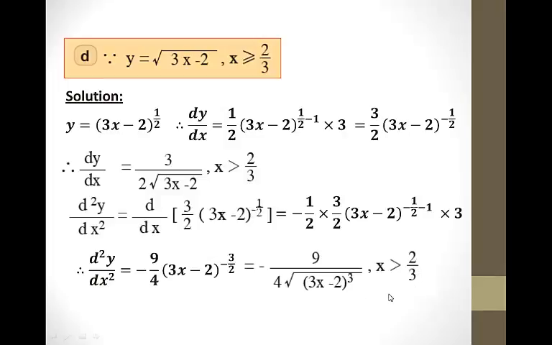And as I said before, the domain of the function is all the values of x which are greater than 2 over 3. You cannot put equal here because it makes the denominator equal 0.